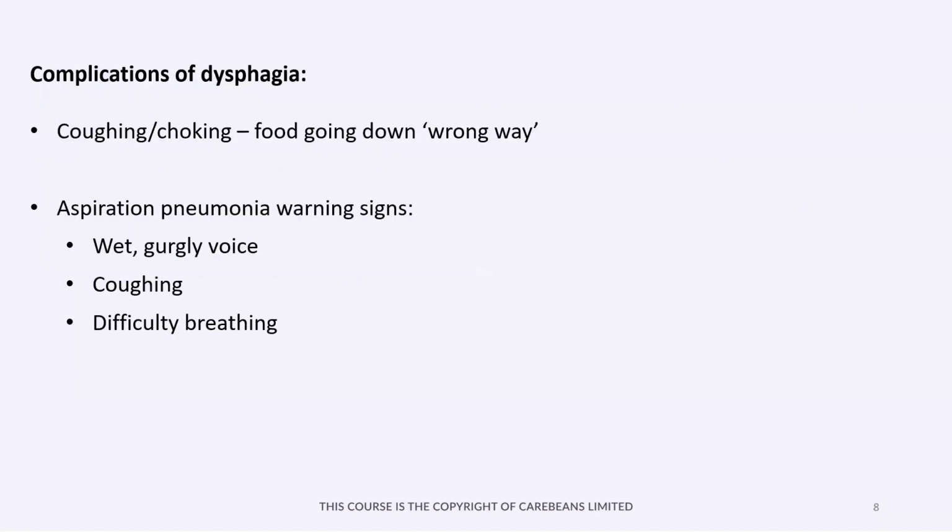So the complications of dysphagia, well, of course, the immediate thing is coughing and choking, so food going down the wrong way. That can lead to further problems. It's one of the most common problems, displaying coughing and choking, where it feels like the food's gone down the wrong way. It could block your airway. If food is going into your lungs rather than your stomach, it could obstruct the airway, but if it's small amounts going down the wrong way, that can lead to chest infections.